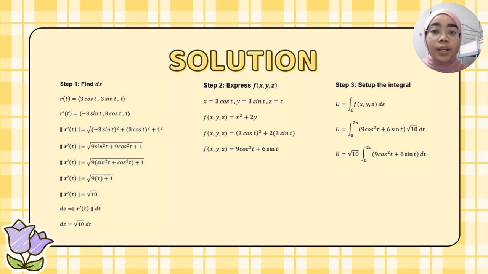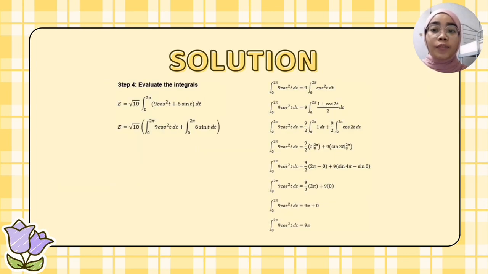For step 3, we have to set up the integral. It is given that E equals the integral of f of x, y, z with respect to s. So we put the values that we got from step 1 and step 2 into the equation, and we get E equal to root 10 times the integral of 9 cos squared t plus 6 sin t with respect to t from 0 to 2 pi.